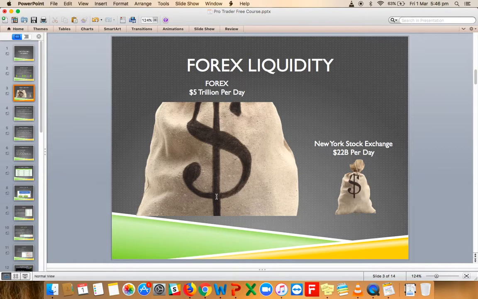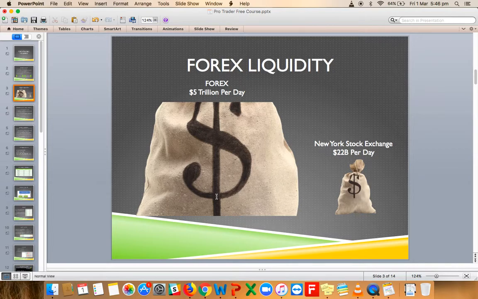What do we mean by that? On a daily basis, forex transacts about $5.3 trillion a day. Whereas the New York Stock Exchange, which is one of the biggest stock markets in the world, actually the biggest stock market in the world, transacts about $22 billion per day. So it's nowhere close to Forex.